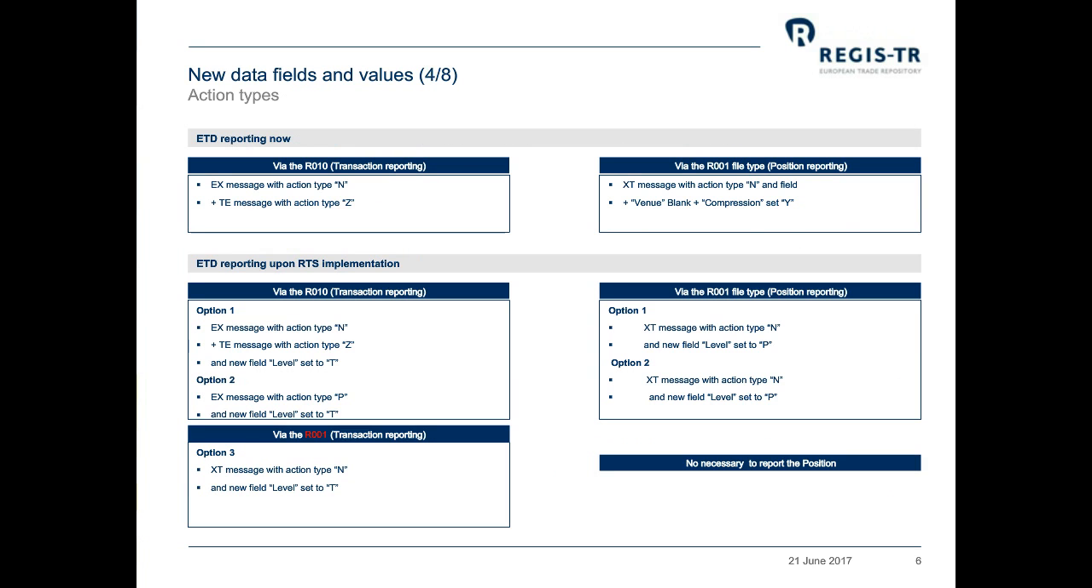For those clients who do not maintain positions but want to update collateral and valuation, we have enabled the following solution. They will report the ETD transaction using an XT message via the R001 file with action type N and level T, and the collateral and valuation update will be done using R002 and R003 files, and will have to be done at trade level, that is, trade by trade. This is the reference I asked you before to remember at the beginning of the presentation, because this is something new, a new flow which is going to go through the R001 file.